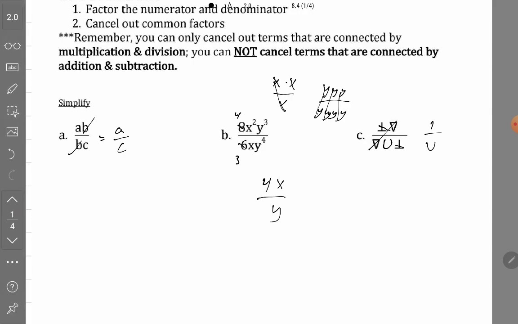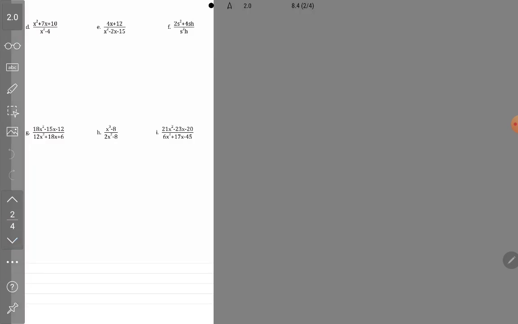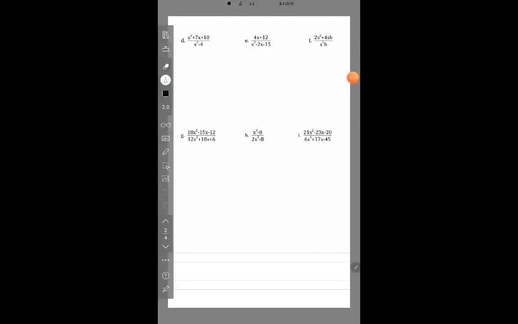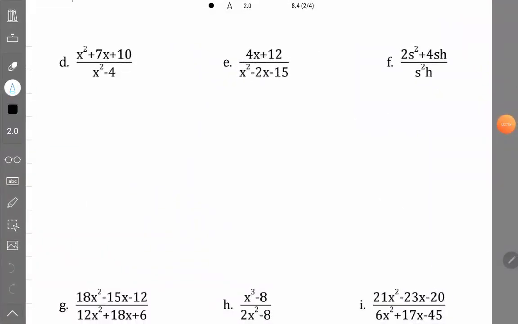Alright, let's go to more examples. So what you want to do is factor these completely. So up top in part D, looking for two numbers that multiply, so factors of 10. So multiply into 10 and add up to 7.